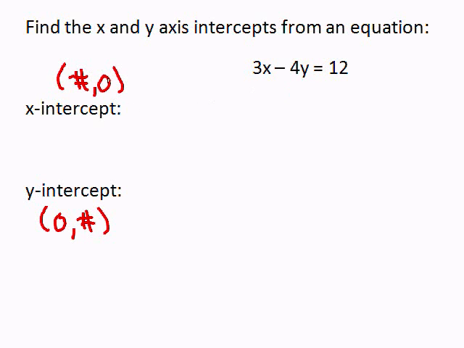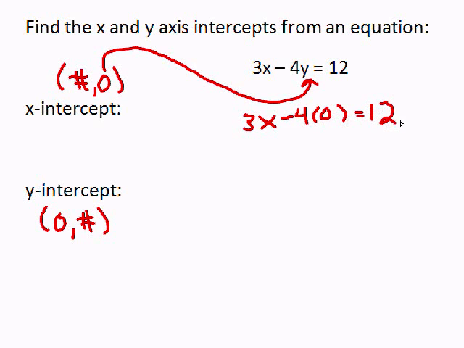Well, the answer is, since you know that the x-intercept always has a y value of 0, we can find the x-intercept by substituting 0 in for the y. This would give us 3x minus 4 times 0 equals 12. And again, the reason we can do this is because we know that the y value of the x-axis intercept is always 0. This allows us to create an equation that we can solve for x.